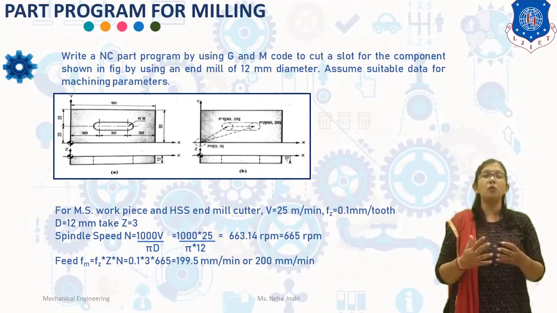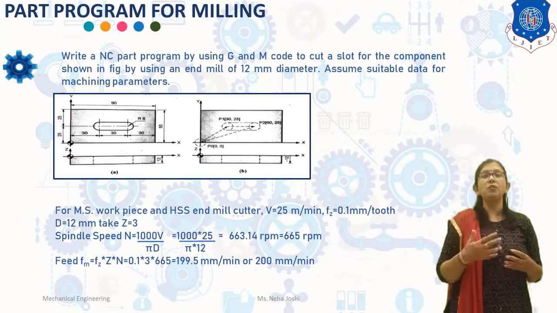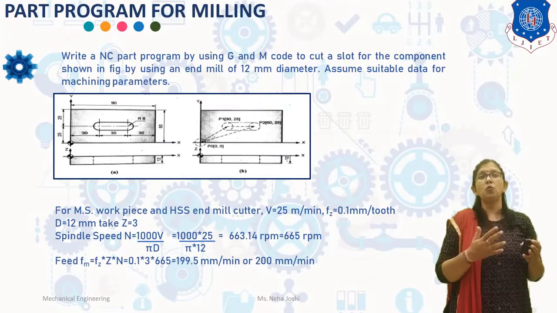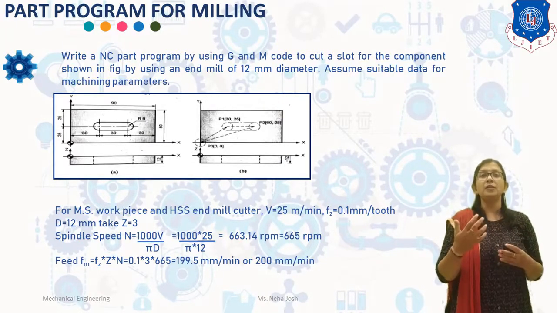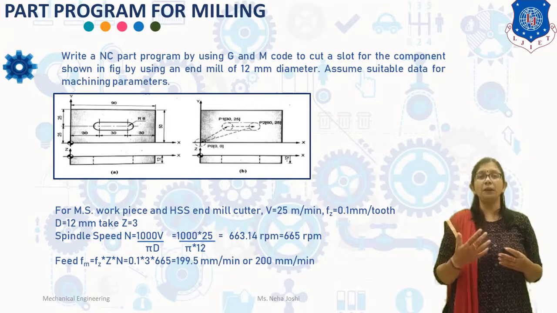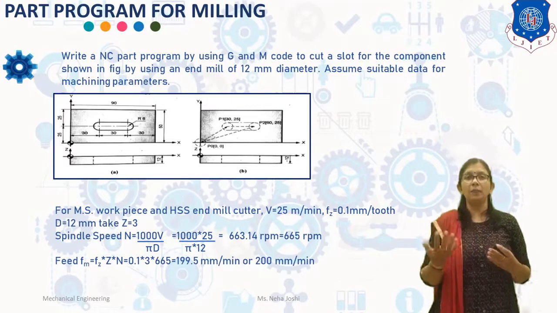N is equal to 1000 times V divided by pi times D. Now we have assumed V is equal to 25. So 1000 times 25 divided by pi times 12 is 663.14 rpm. Rounding it off, we get the spindle speed equal to 665 rpm.